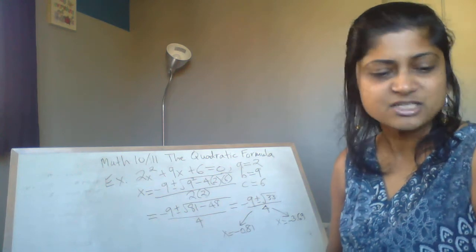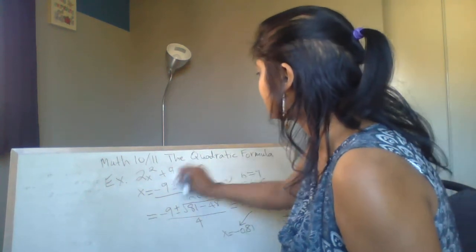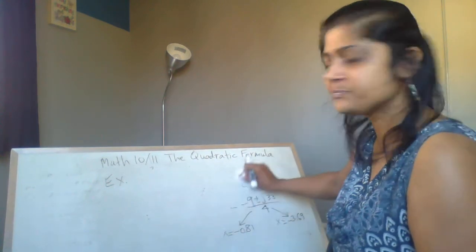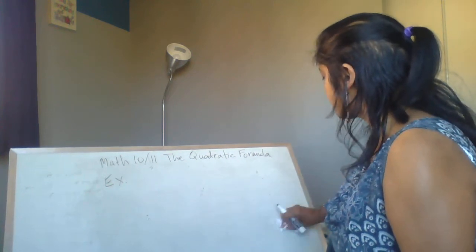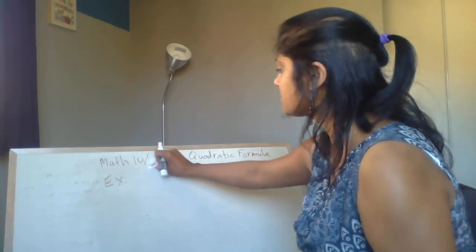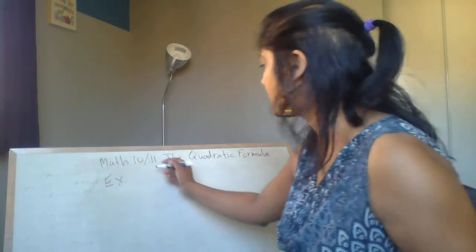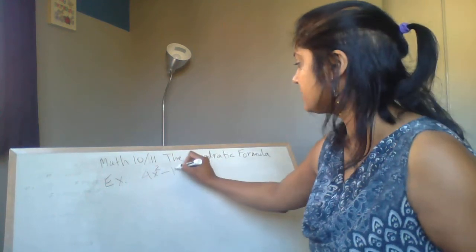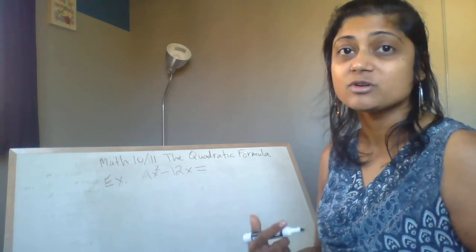Okay, so with that, let's try one more example here. So I'm going to take this off. And this is actually almost the same kind of concept. There's just a slight variation in this question. So I'm going to copy it down from the textbook. So we have 4x squared minus 12x, and this time it is going to be equal to -9.